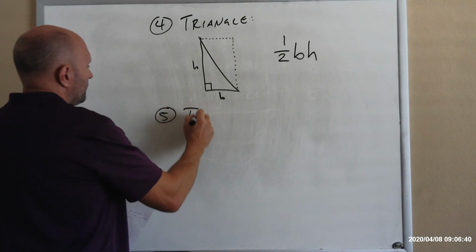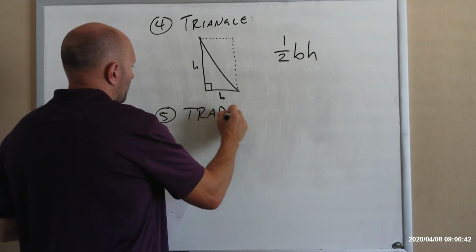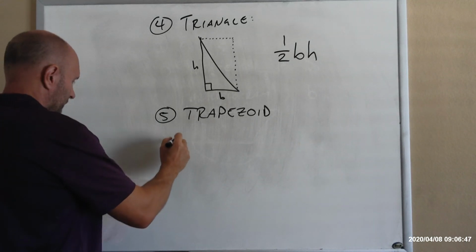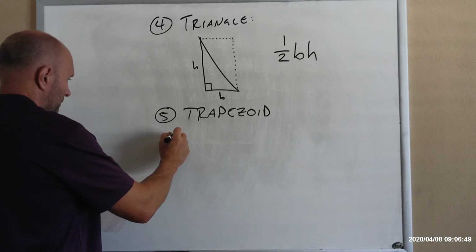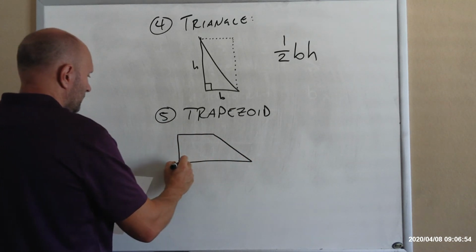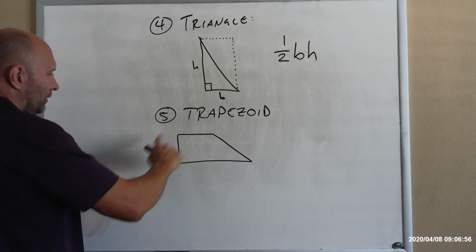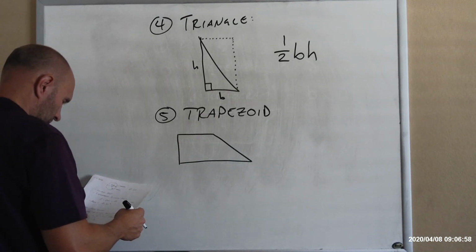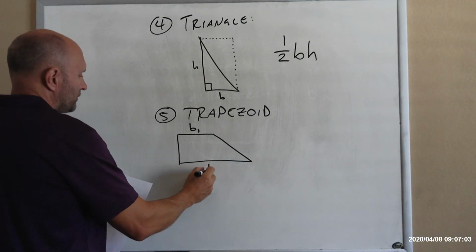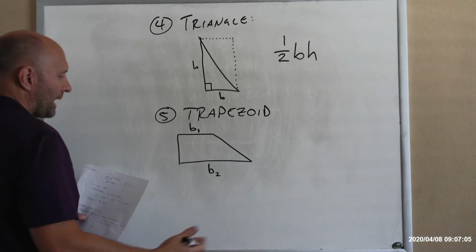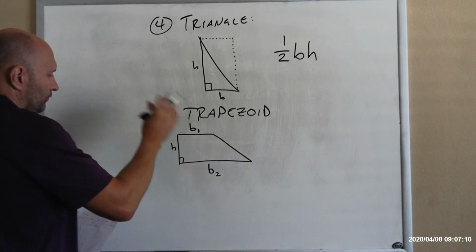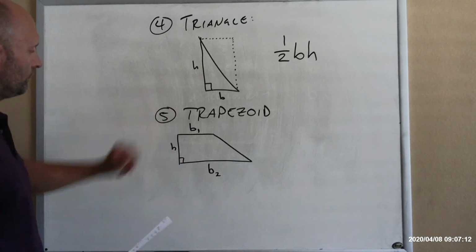And then 5 is our trapezoid. Let's look at one of these pictures. So, a trapezoid is what? A trapezoid has two sides that are parallel. The other sides not necessarily. So let's call this the top B1 for base 1. Call the bottom B2. And we'll call the height of this thing, let's assume that it's a right angle, the height is H.